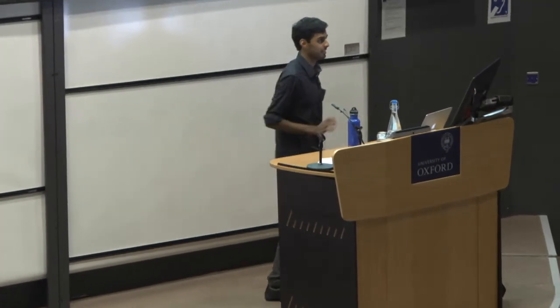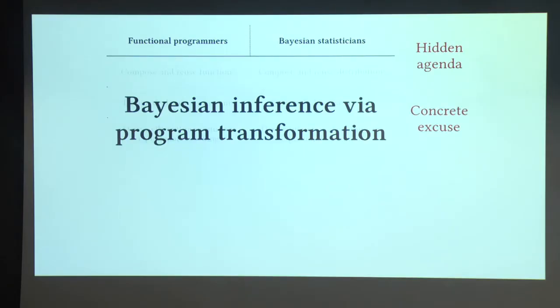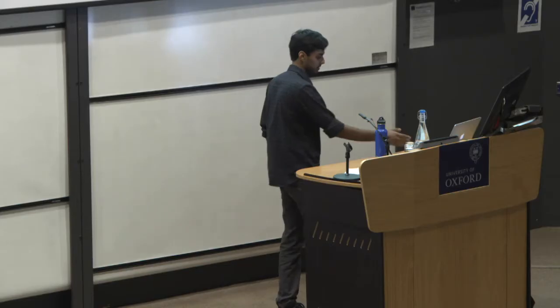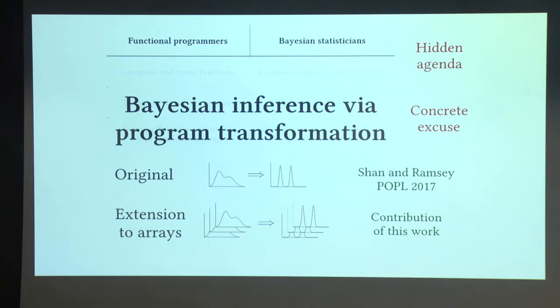My concrete excuse for this talk is that we can do Bayesian inference by transforming programs. And I'm going to explain what that means, and I'm going to do that in two parts. In the first part, I'm going to describe the original algorithm by Shannon Ramsey that shows that this is possible, and then I'm going to describe the contribution of this work, which extends this idea to handle arrays and probabilistic programs efficiently. So let me set up some context.